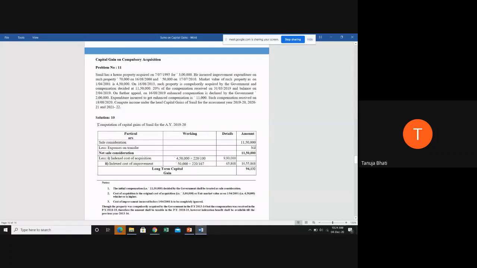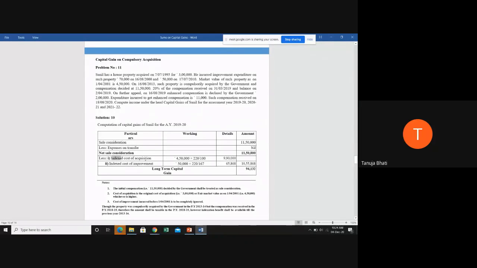So let us start, students. Computation of capital gains of Sunil for the assessment year. First we'll take 1920. Now 20% of the compensation is received on 31/3/2019, which means the assessment year is 1920. Now sale consideration, we know in the case of compulsory acquisition, it is the compensation received. So how much is the compensation received? 11,50,000. So we are taking 11,50,000. Less expenses on transfer. In the case of initial compensation, no expenses on transfer are there. So it is nil. So we got 11,50,000.